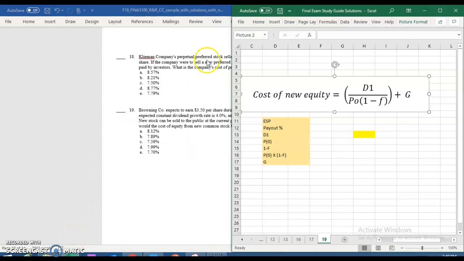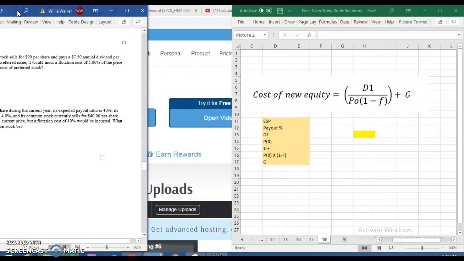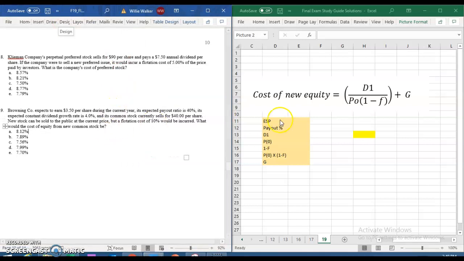So we'll get started. And we'll start by just inputting the information that we're given already. So we have earnings per share, $3.50, payout ratio, 40%. In order to get our first dividend, as I said earlier, we'll simply multiply the earnings per share of $3.50 times our payout ratio, 40%. That will give us D1, or our first dividend that we can expect.